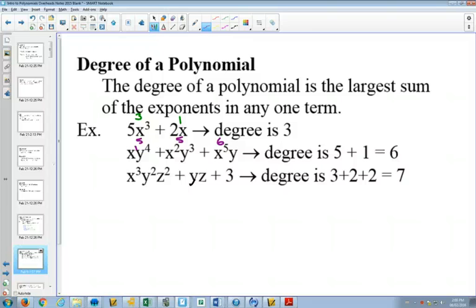And the last one, the first term has a degree of? 3, 2, 2. Which is? 7. The second one has a degree of 2. The third one has a degree of 0, because it has no variables. So now if we look at all three of those, which one's the biggest? The 7.